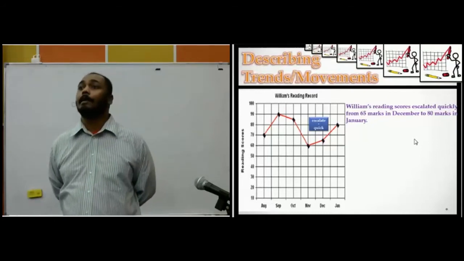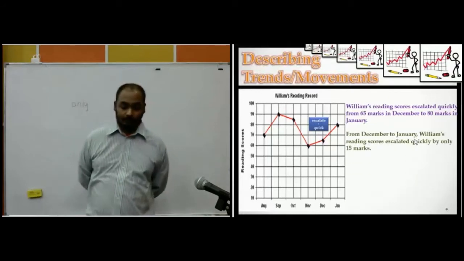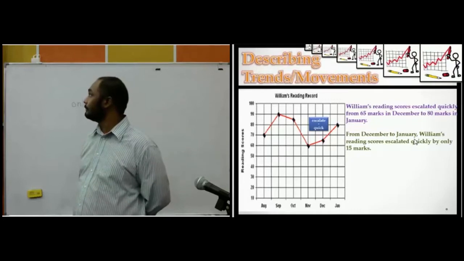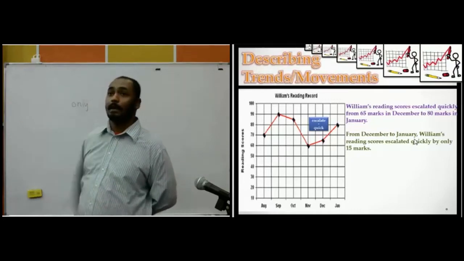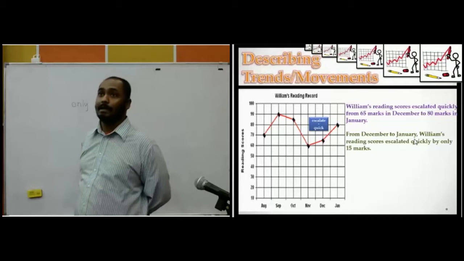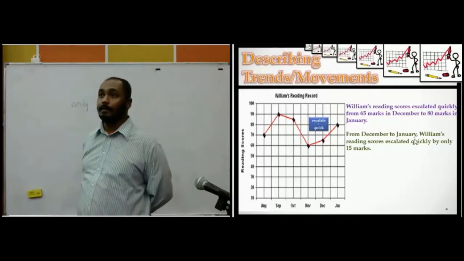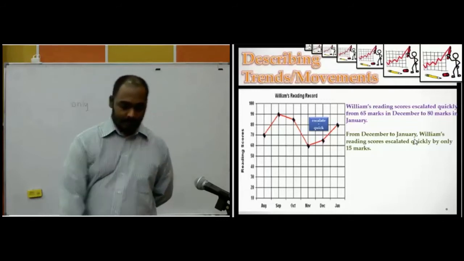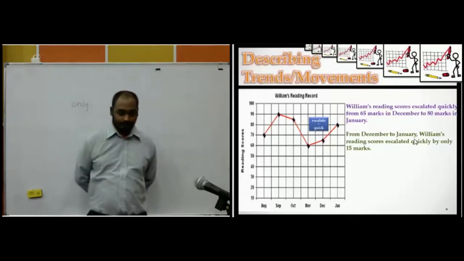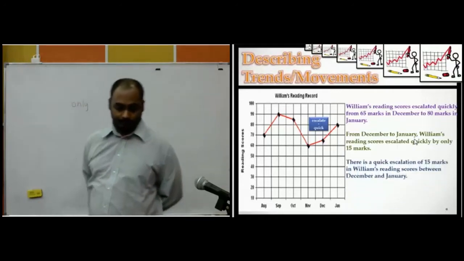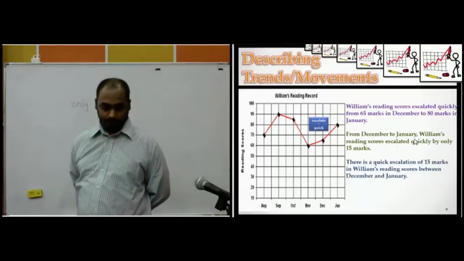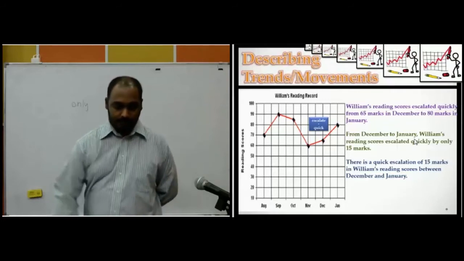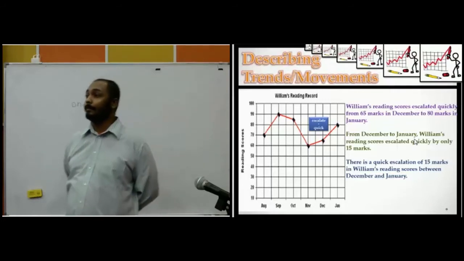Next, Nabil: From December to January, Williams' reading scores escalate quickly by only 15 marks. You see, by only 15 marks, not by 15 marks only, yeah? Only comes before the data, yeah? Verb or noun? Verb, yeah? Deva: There is a quick acceleration to 15 marks in Williams' reading score between December and January. Noun, yeah? Good.